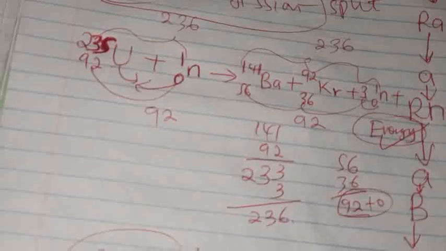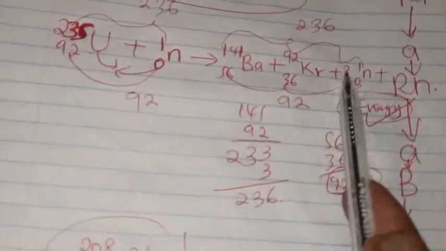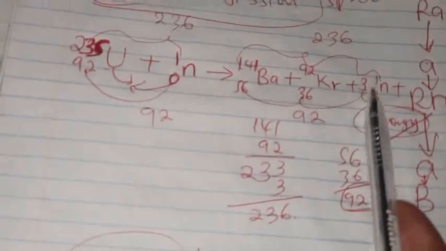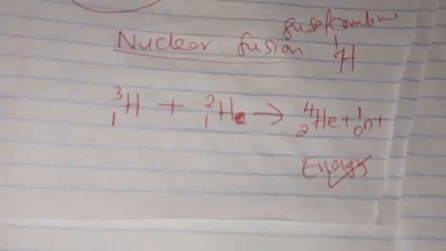In the two processes, we've said subatomic particles are also produced, such as neutrons. This nuclear fission produces 3 neutrons. This produces 1 neutron. Those are the similarities between those two reactions.